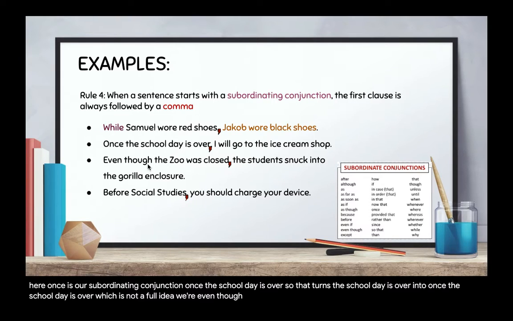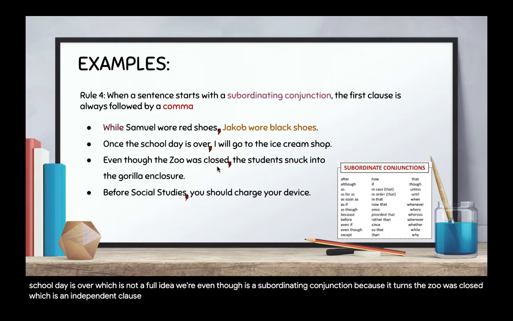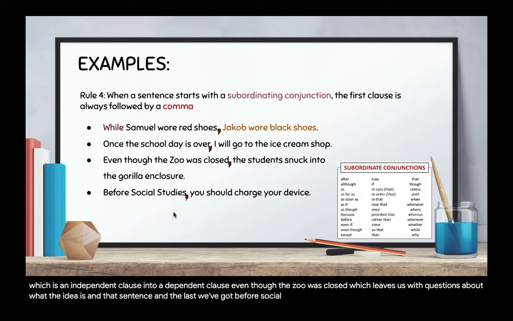Even though is a subordinating conjunction because it turns the zoo was closed, which is an independent clause, into a dependent clause, even though the zoo was closed, which leaves us with questions about what the idea is in that sentence. And last, we've got before social studies. So before is our subordinating conjunction.